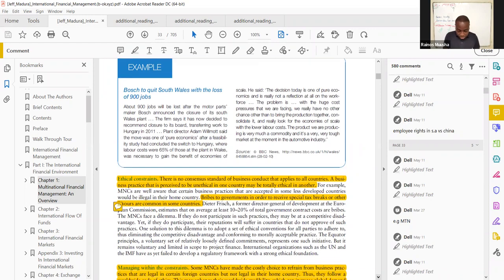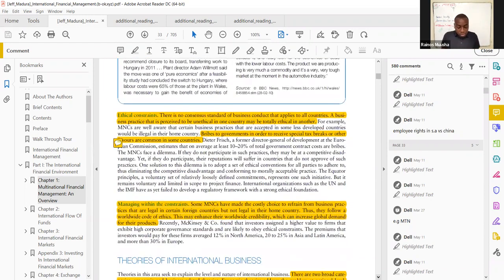The other issue is ethical constraints, where they say there is no consensus standard of business conduct that applies to all countries. So a business practice that is perceived to be unethical in one country may be totally ethical in another. So in this case, they say bribes to governments in order to receive special tax breaks or other favors are common in some countries as well.